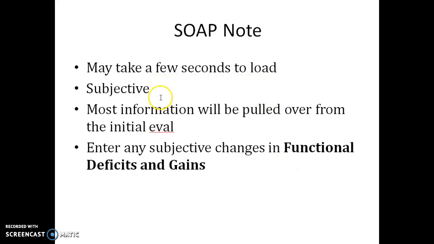Okay. So it may take a few seconds to load, but the first thing you're going to do is the subjective portion. Okay. So most of the information will be pulled over from the initial evaluation. There's a box there that is named functional deficits and gains. So in there you can put any functional or any subjective information: patient reports compliance with their home exercise program, patient reports increased pain since last treatment, or whatever it is that patient may have told you.